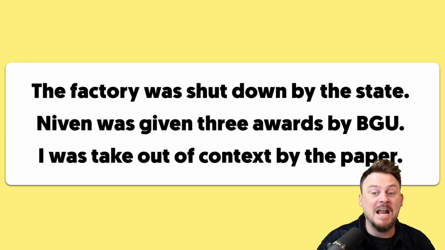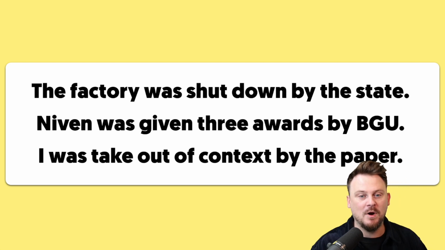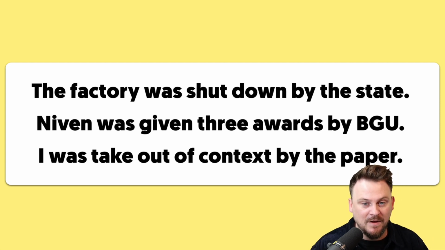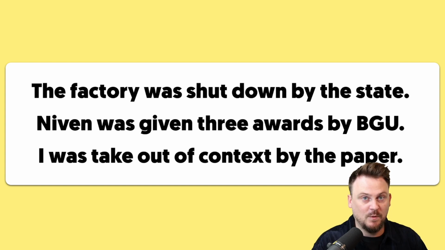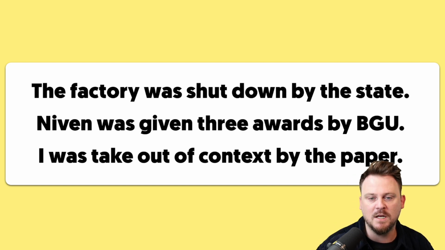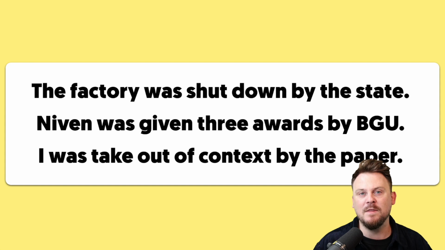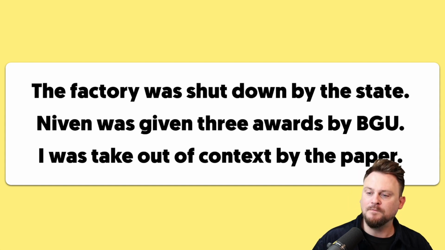I was taken out of context by the paper. Now, take is the regular form, taken, given. Those are special tenses, right? Those are the past participle forms of those. The form is called the past participle. So taken would be the correct way to say that. I was taken out of context by the paper. Okay? Now, let's go on.